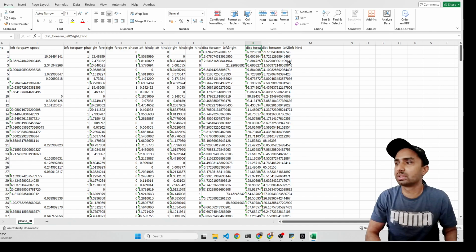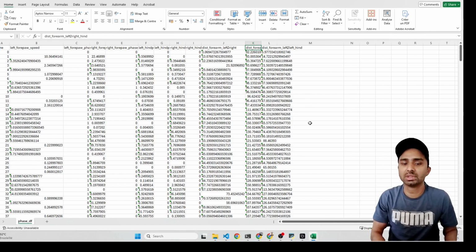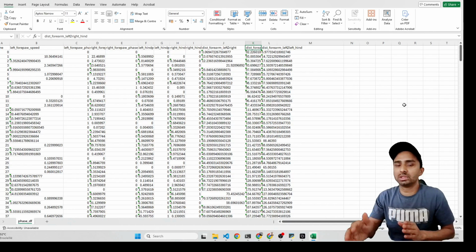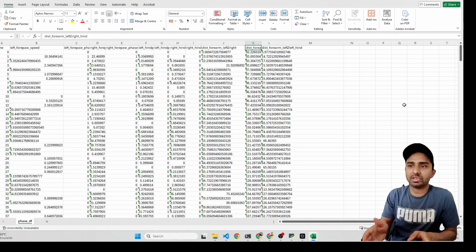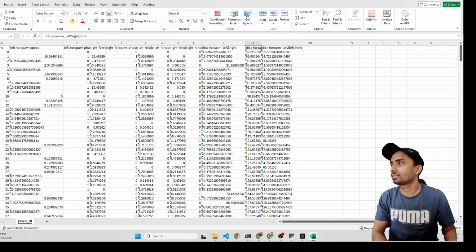So we're gonna take this data and use a hidden Markov model to estimate the state. So the estimated state is going to be the stride phase, whether it's swinging or it's in stance, I mean it is holding on the ground.